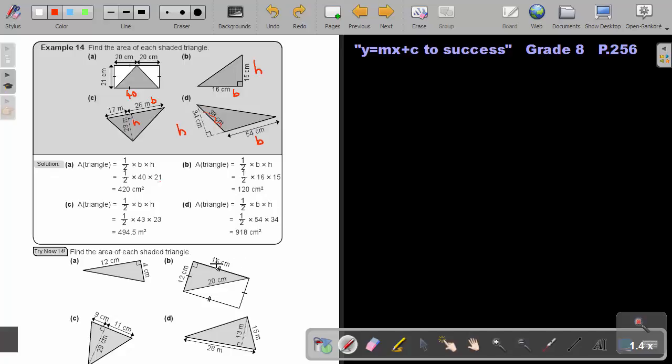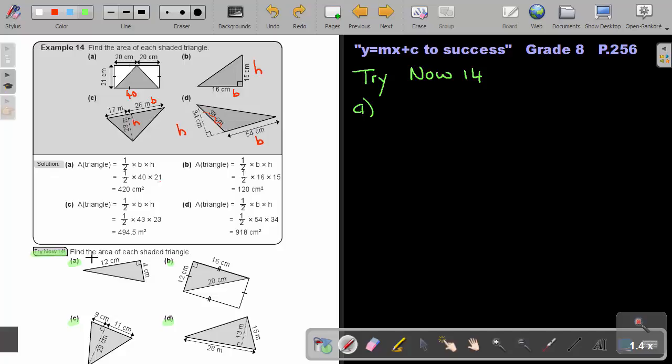Okay, I want you to try now 14. And again, I want you to stop the video, do the sums, and as soon as you are finished, you can continue with the video. So try now 14. Let's start with number A. Okay, find the area of the shaded.